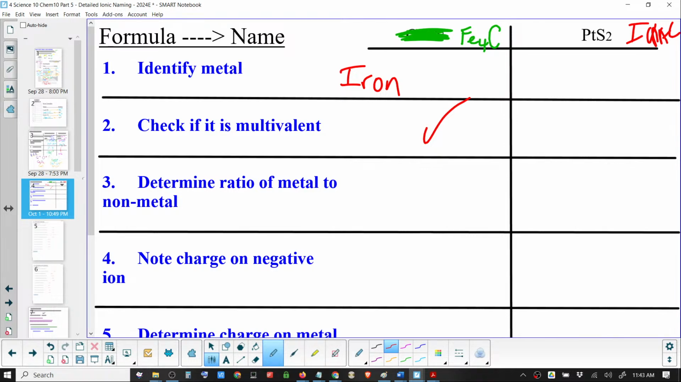Okay, but Aiden, a follow up. What's the ratio of iron to carbon? 4 to 1. Excellent. Well done, Aiden.